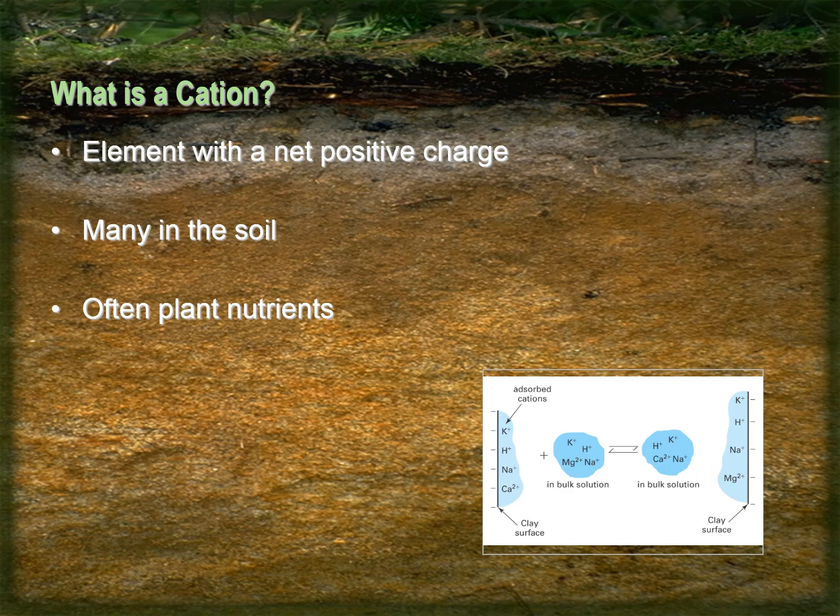And there are other potential cations in the soil. And there's lots of them. I mean, it could be everything from tin to manganese to copper. And a lot of these are also plant nutrients that the plant is going to use for its life cycle.